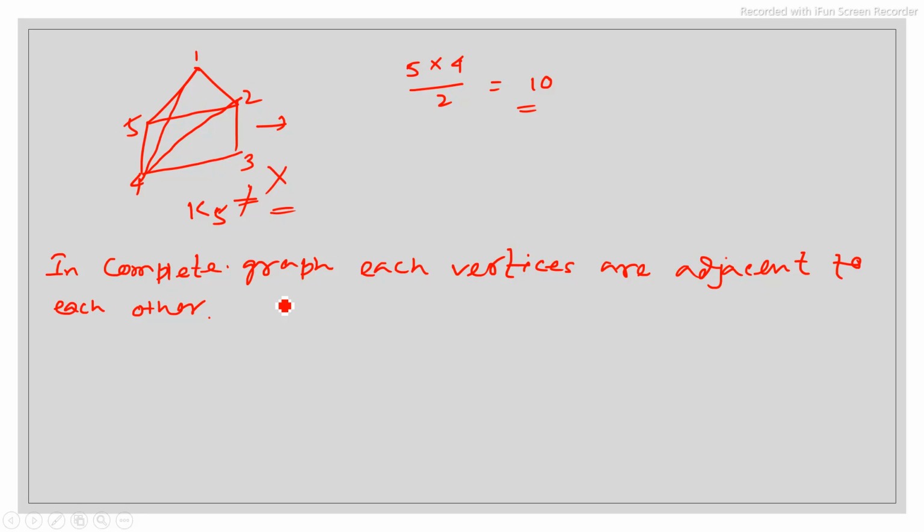In every complete graph, every vertex is adjacent to each other. When a graph has the maximum number of possible edges, that graph is called a complete graph.